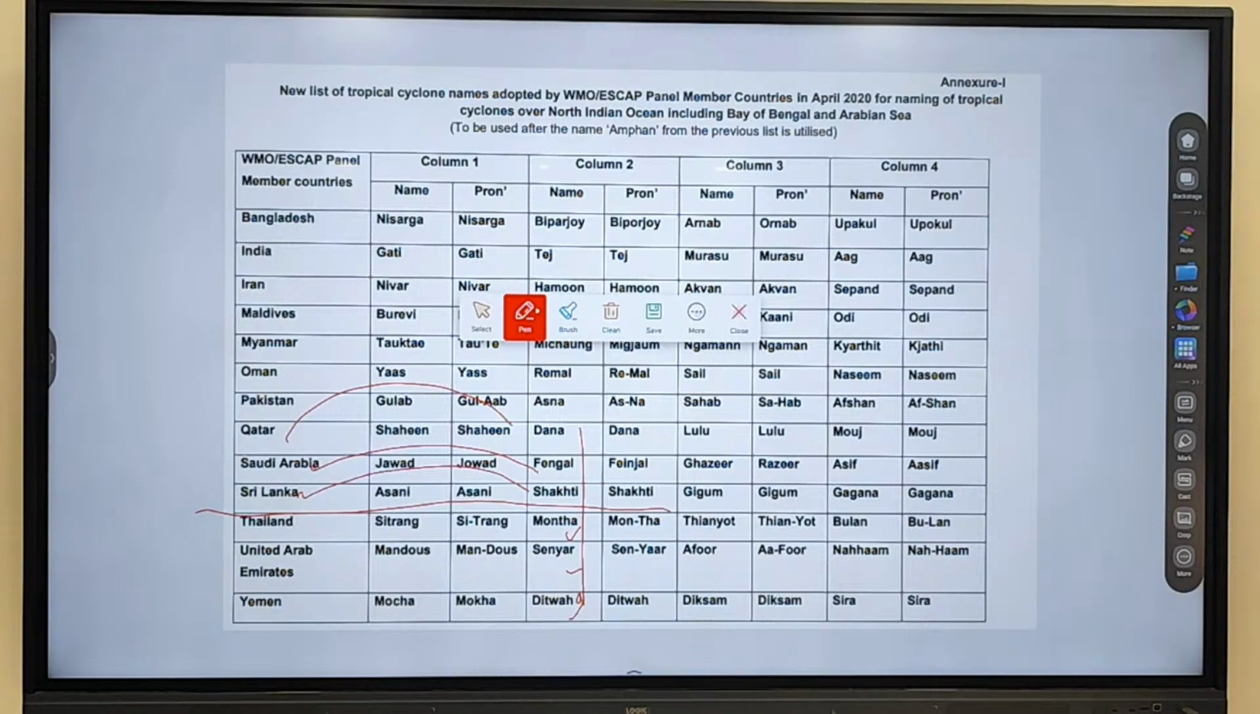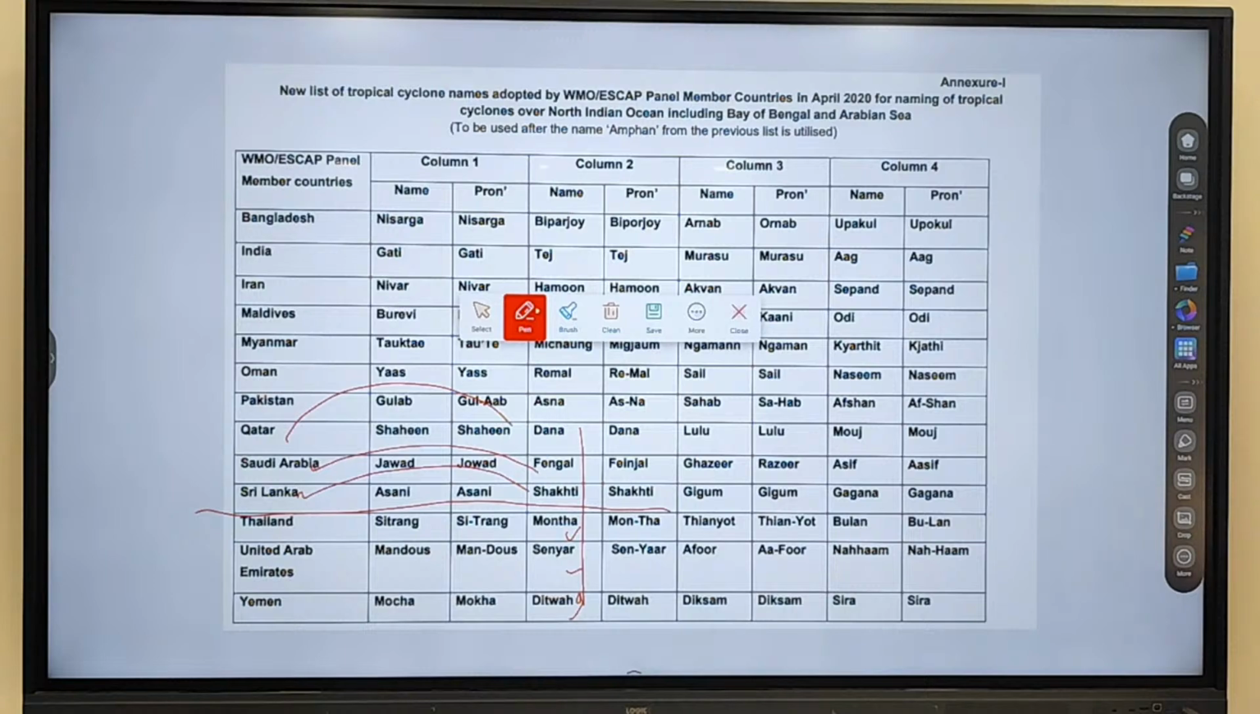Fine. So as an objective, if you are also appearing for IB, an objective question can come like this: which country has named cyclone Shakti? India, Sri Lanka, Saudi Arabia, Thailand, those options can be given. So those types of questions you can get in examinations. Fine. So this is how cyclones are being named. Clear? Any doubt regarding this one?